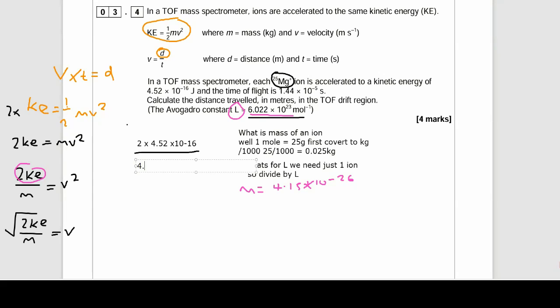So let's take our 2KE and divide it by this mass. So 2 times 4.52 times 10 to the minus 16 divided by 4.15 times 10 to the minus 26. And we've now got to square root that answer, and we'll get the velocity.